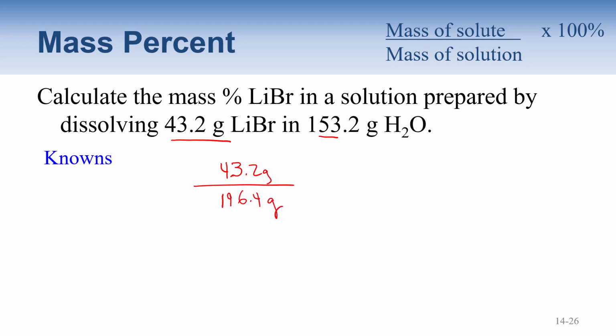So when we divide these and multiply by 100%, we get 21.999, so 22%. And this could also be expressed as percent weight to weight.